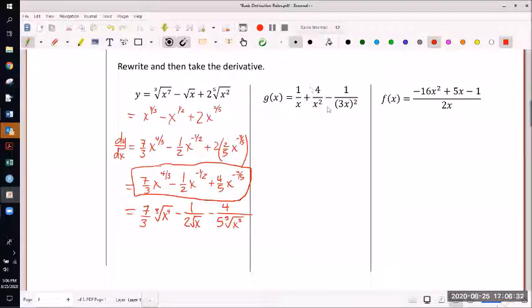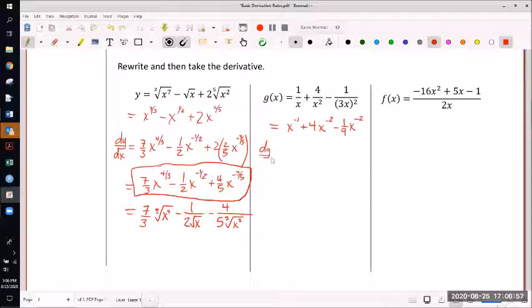Okay, for this one, I'm going to rewrite this so that I have negative exponents and can easily apply the power rule. So this is going to be x to the negative 1 plus 4x to the negative 2 minus, now in this case, the 3 and the x are being squared. I'm going to go ahead and square the 3 to get 1/9, and then this would be x to the negative 2.